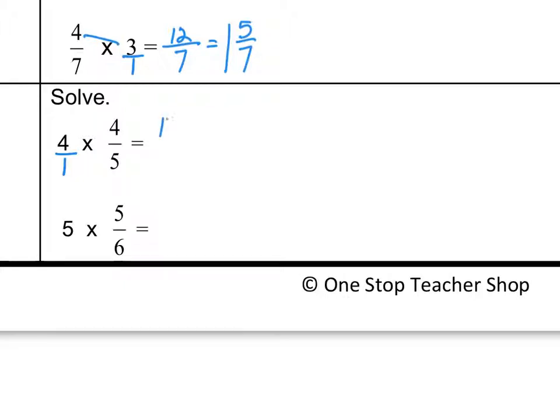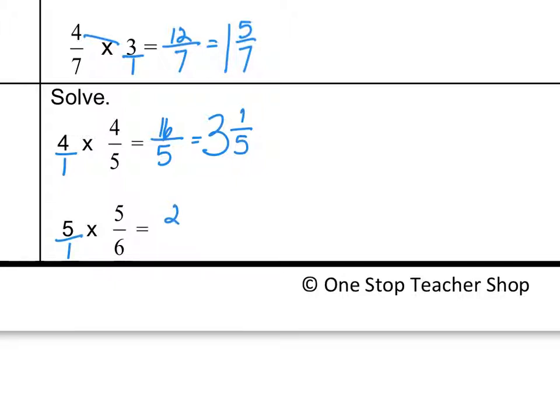All right, let's put this over 1. 4 times 4 is 16. 1 times 5 is 5. How many 5/5 could I pull out of this? It'd be 3, wouldn't it? And that would get us up to 15 with 1 left over. So 3 1/5.